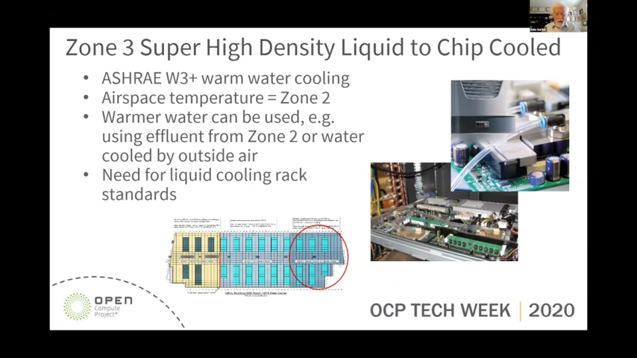Zone 3 is for our super high density, which will use direct liquid cooling. The cooling water can be warmer in this zone than what we may draw on the return from zone 2, so that we'll cascade from zone 2 to zone 3. There's a need for a liquid cooled rack standard to design this zone, so again, that we can have interoperable equipment and equipment that will last through several cycles of refresh.